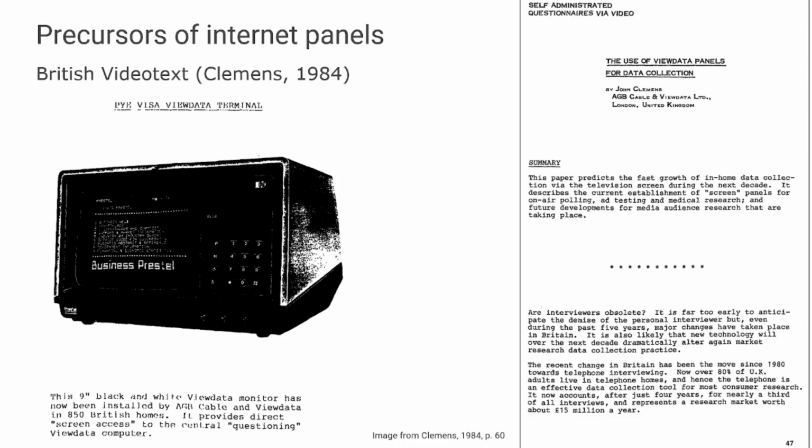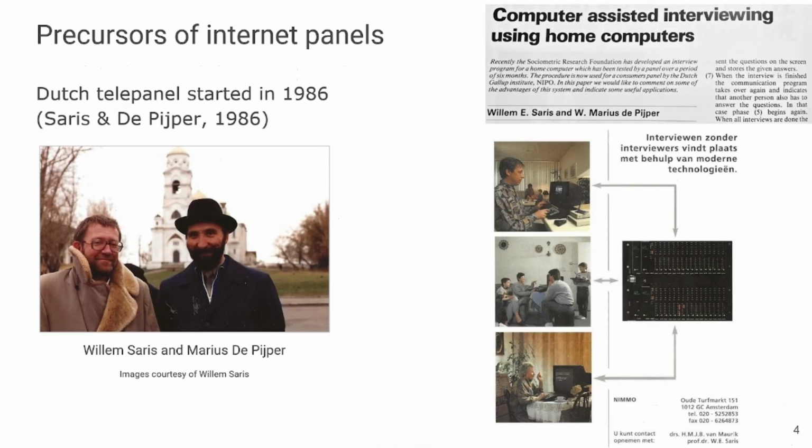Precursors of internet panels. This is the British videotext. There were these boxes sent to 500 households in the UK. And they were doing mostly market research, and you could see the question, then you were punching the numbers, and answer. It was really like a panel at the time. They didn't call it a panel, but it was really a precursor of that technology.